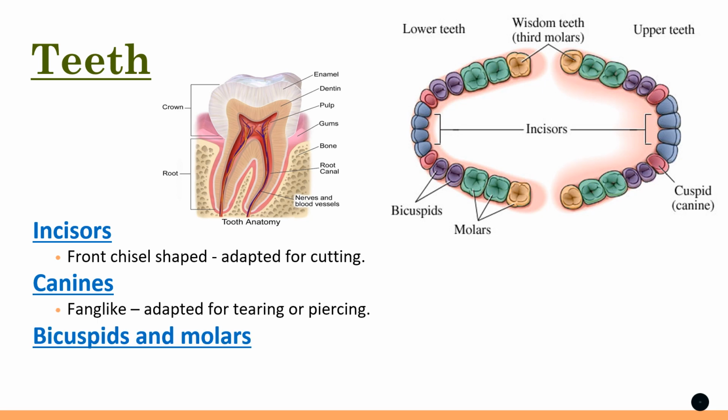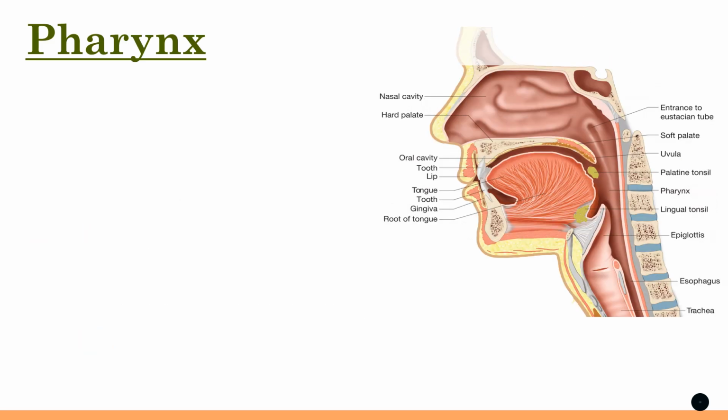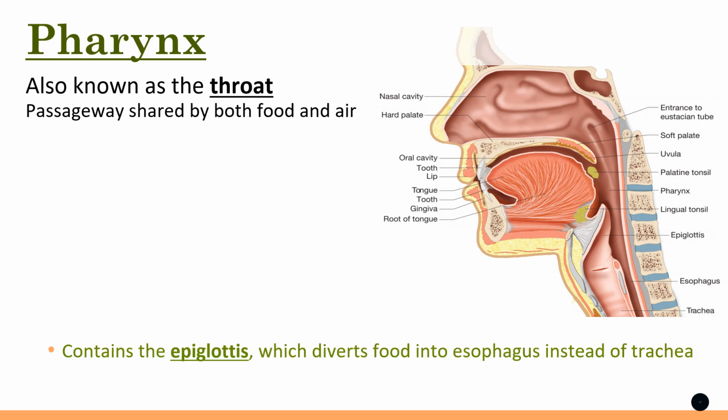So let's talk a little bit about teeth. We're going to have a few different kinds of teeth. We're going to have incisors. These are going to be our front teeth. These are going to be chisel shaped. These are adapted for cutting food. We have canines. These are our little fang-like teeth on the sides. These are adapted for tearing or piercing food. And our bicuspids and molars are going to be the big, broad teeth in the back. These are adapted for crushing and grinding food. So all of our teeth have different purposes in that mechanical digestion process.